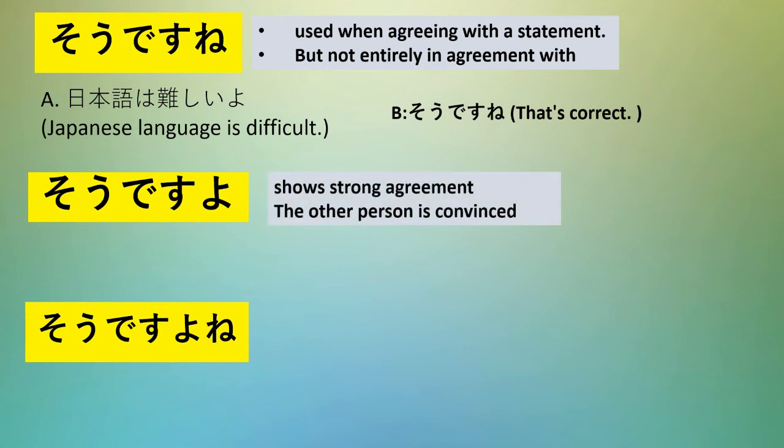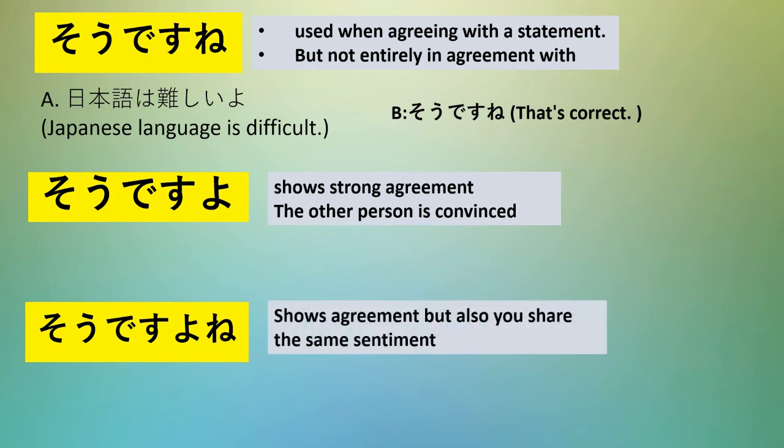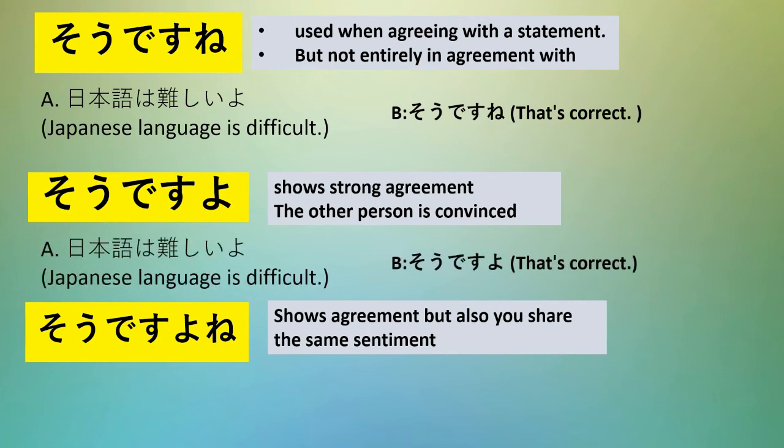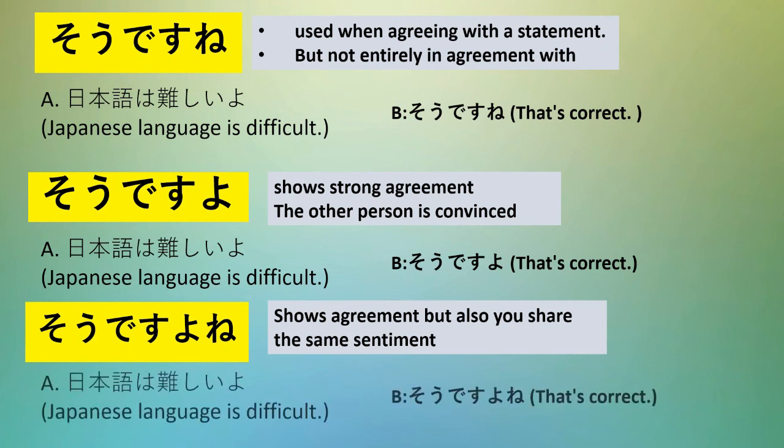And then so desu yo is strong agreement, and the other person is convinced. For example, Nihongo wa muzukashii yo. So desu yo. That's correct. Yeah, I believe so. I really believe it. And that is 100% agreeable, that you believe that Japanese is really difficult, no question about that. And so desu yo ne shows agreement, but also you share the same sentiment.